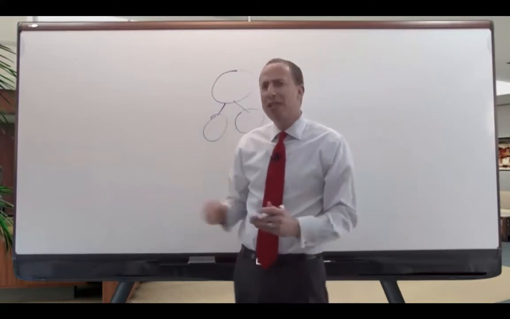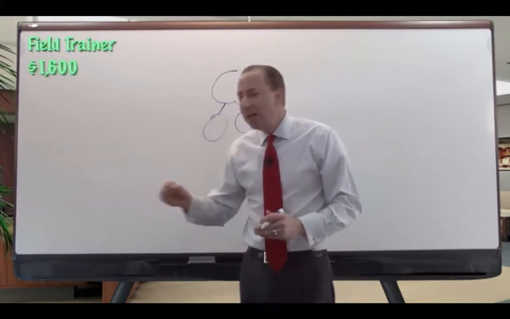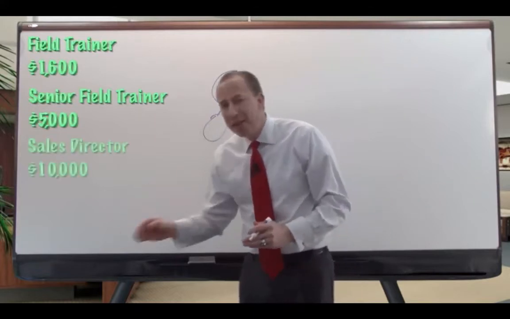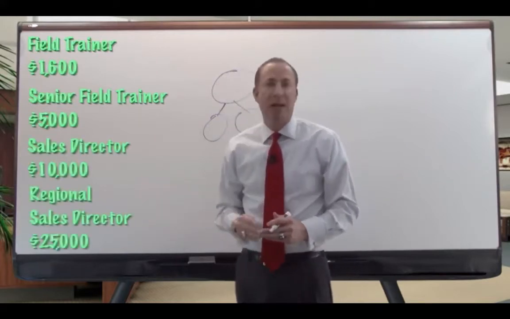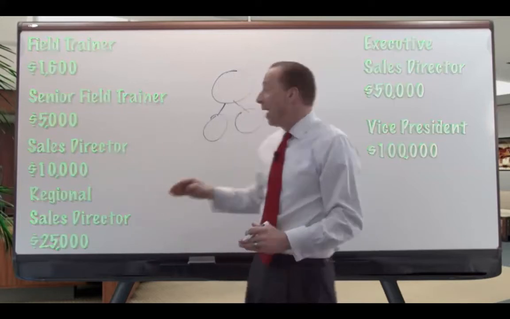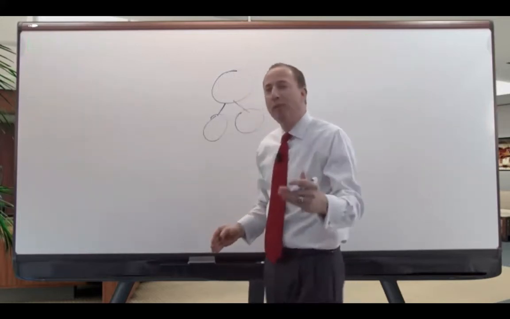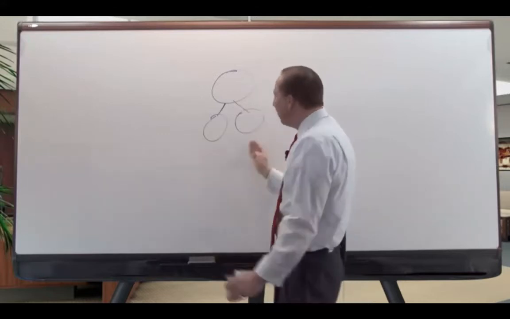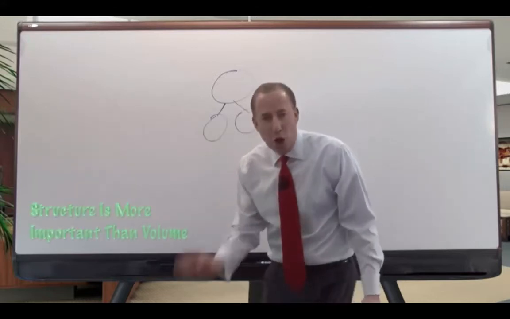So oftentimes people get caught up in just volume. They'll look at a title and say, I need 1,600 in volume. I need 5,000 in volume. I need 10,000 in volume. I need 25,000, 50,000, 100,000 in volume to hit the various titles. And of course, you do need that. That's part of your qualification. But what's even more important is the structure.